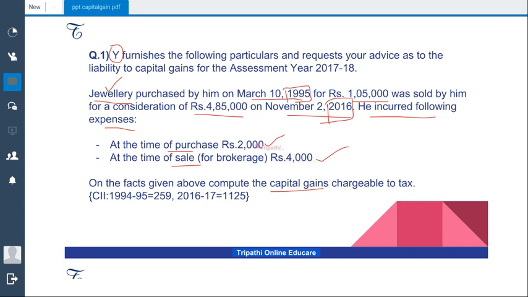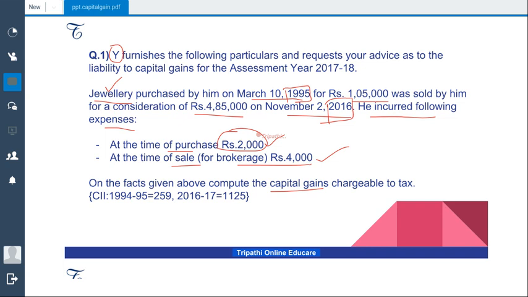Now, where will we have to consider these two expenses? See, at the time of sale is nothing but expenses on transfer, brokerage which you are paying, 4000. So this will go into that format. This will be treated as expenses on transfer and will be subtracted from full value of consideration, right? What about this 2000 which you have incurred at the time of purchase?